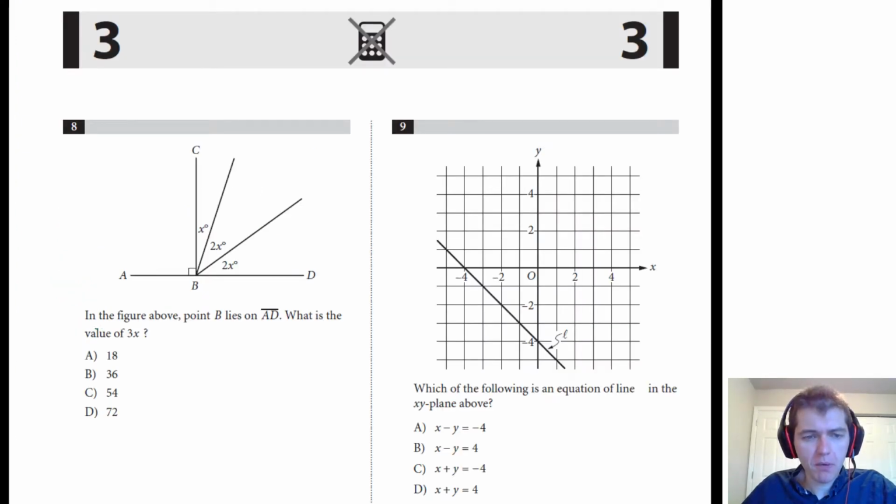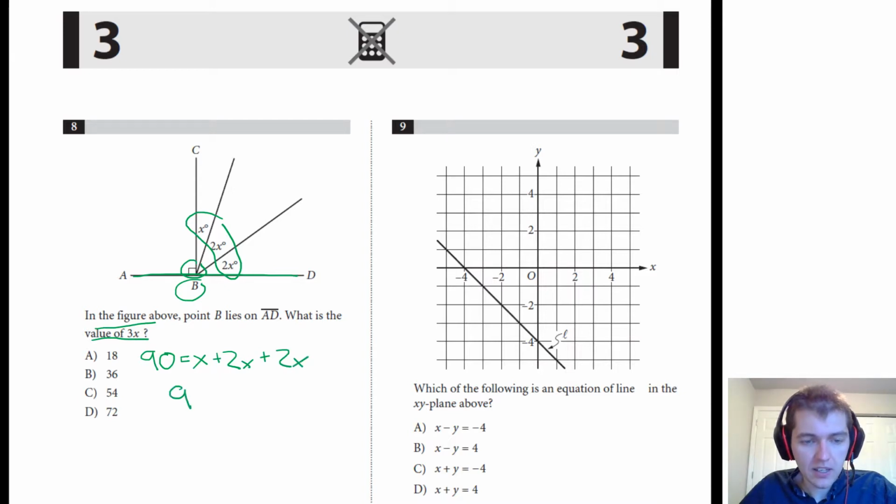Problem 8, in the figure above, point B lies on AD. Lies on this line. What is the value of 3x? They have these 3 angles, and because this is a 90-degree angle, you know that these 3 must add up to 90. So you can go ahead and make yourself an equation there. You can do 90 is equal to x plus 2x plus 2x. That means that 90, just simplify that, is equal to 5x. Divide both sides by 5. That gives you x is equal to 90 divided by 5, 18.